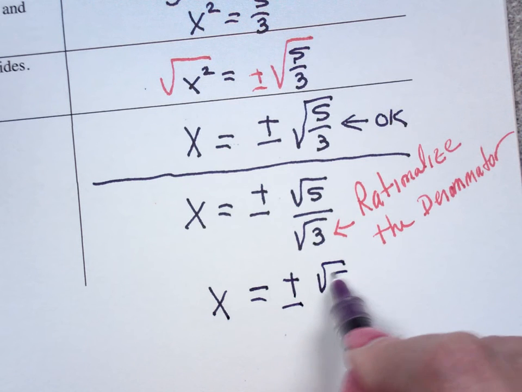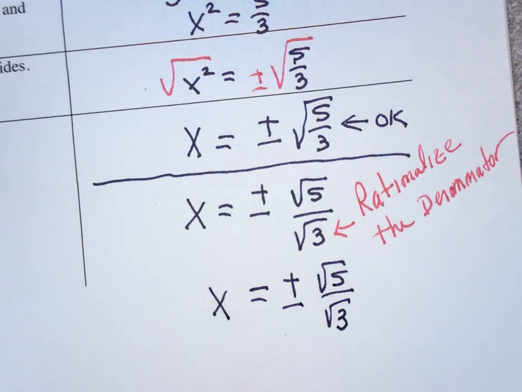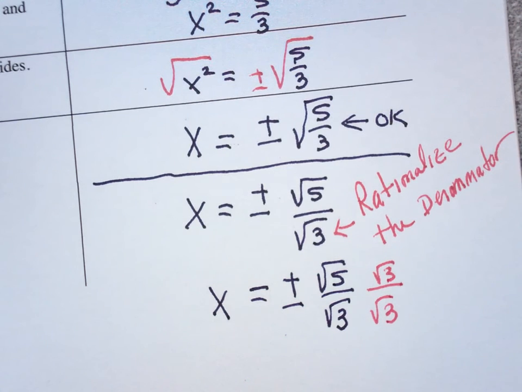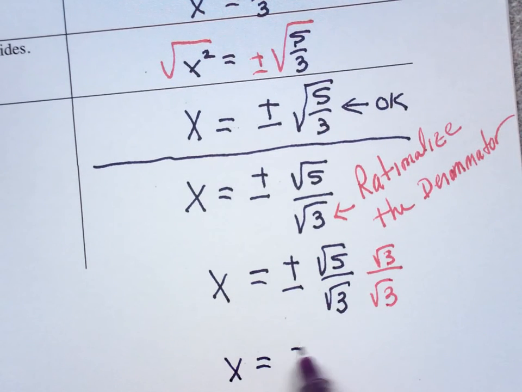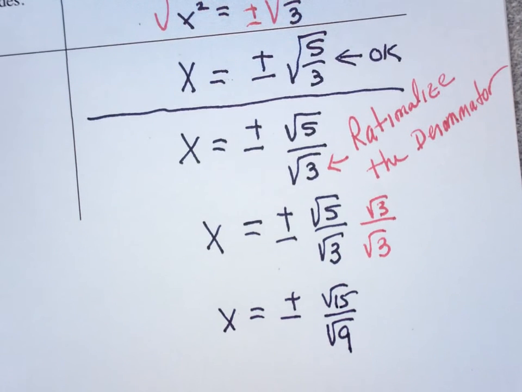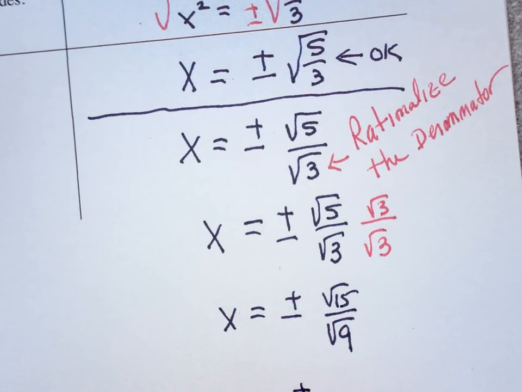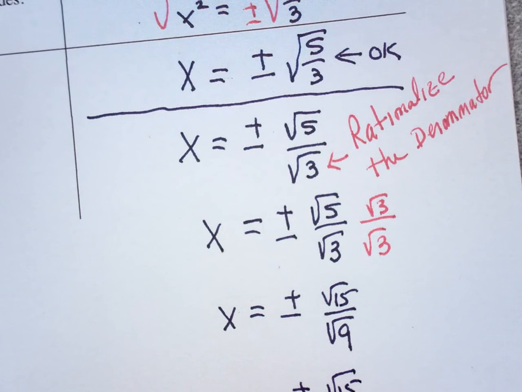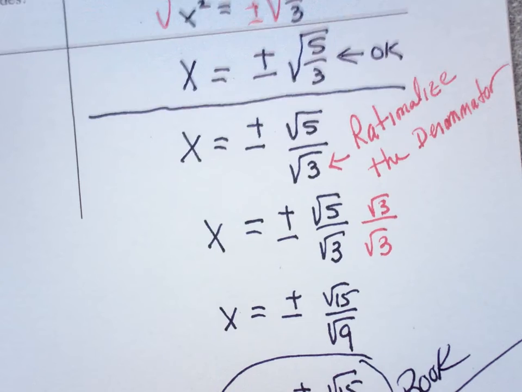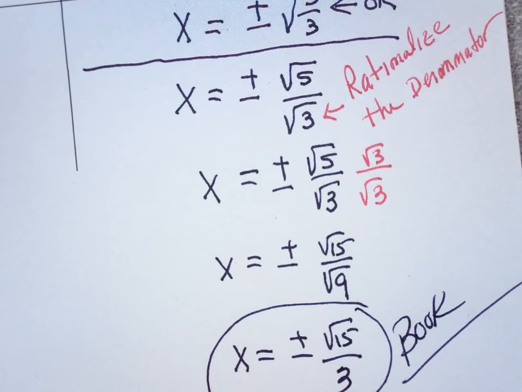So if I had the square root of 5 over the square root of 3, what would I use to rationalize the denominator? Square root of 3. So that this is plus or minus the square root of 15 over the square root of 9. So that x is plus or minus the square root of 15, and the square root of 9 is? 3. So that's going to be your book's answer. They're going to make you rationalize the denominator.